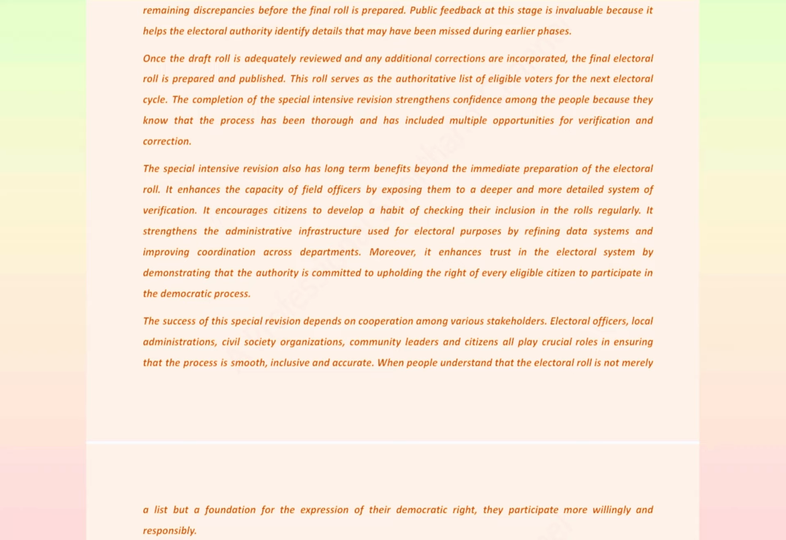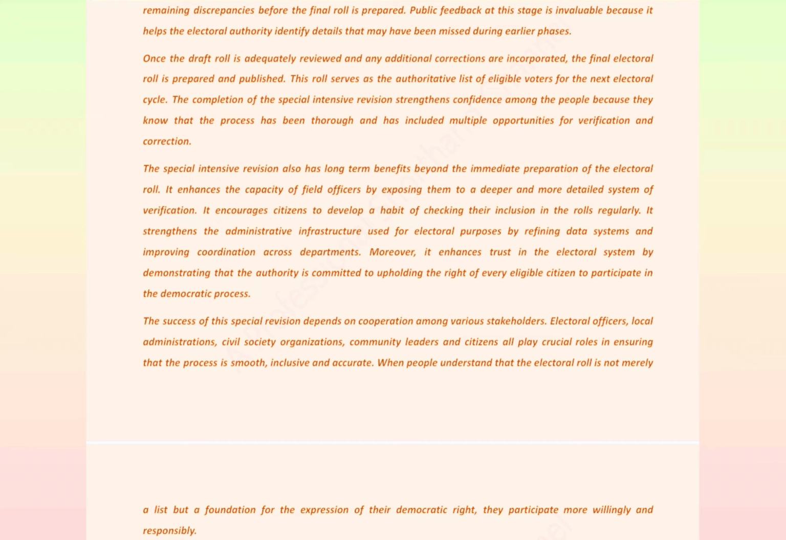Once the draft roll is adequately reviewed and any additional corrections are incorporated, the final electoral roll is prepared and published. This roll serves as the authoritative list of eligible voters for the next electoral cycle. The completion of the special intensive revision strengthens confidence among the people because they know that the process has been thorough and has included multiple opportunities for verification and correction.